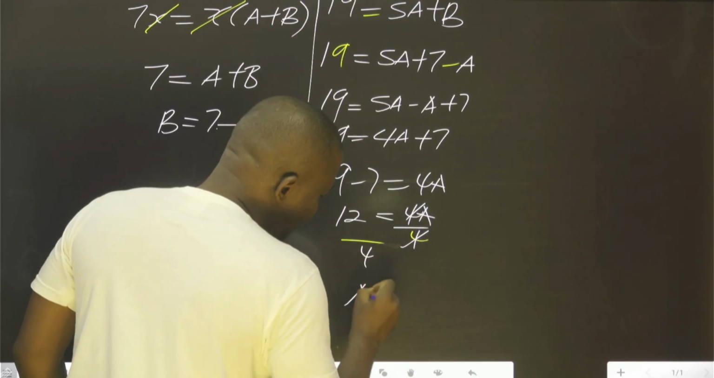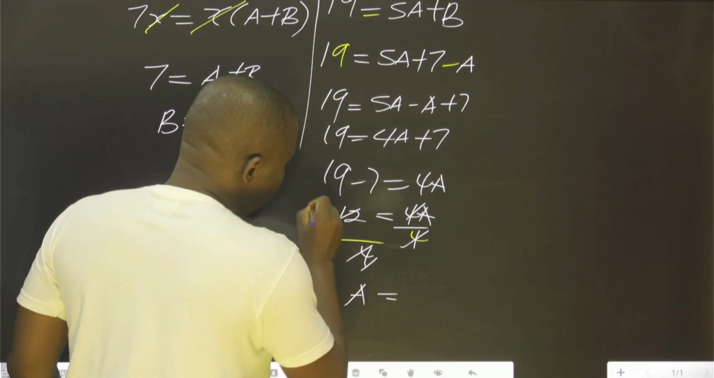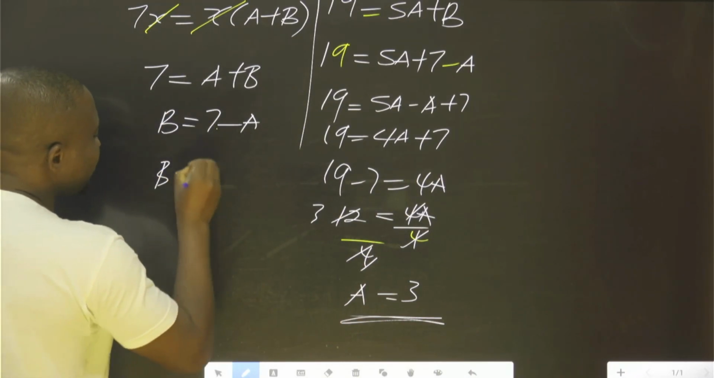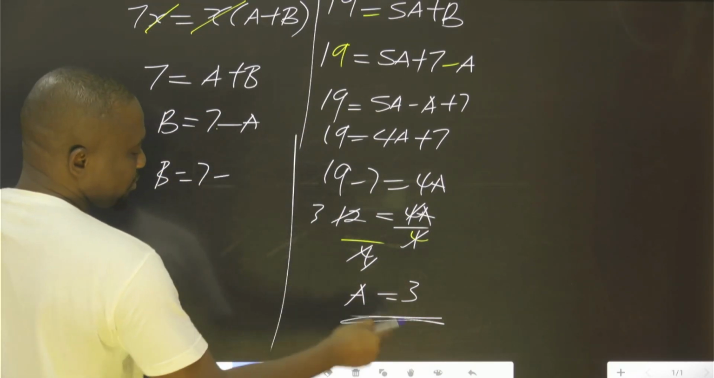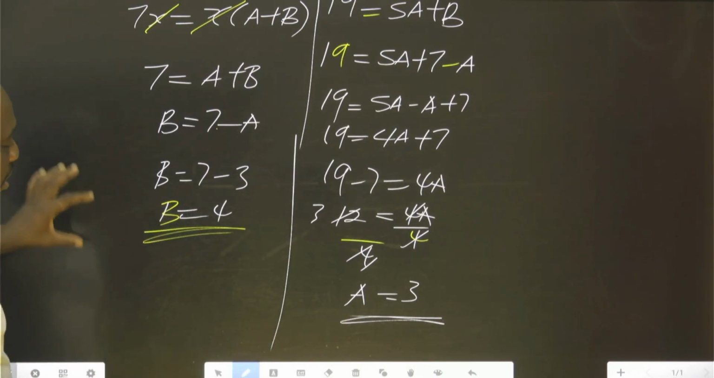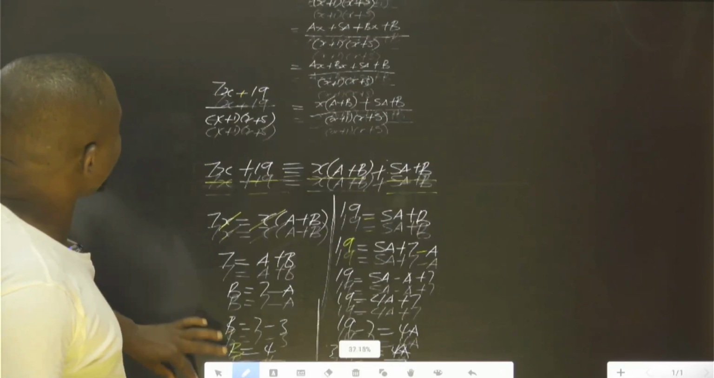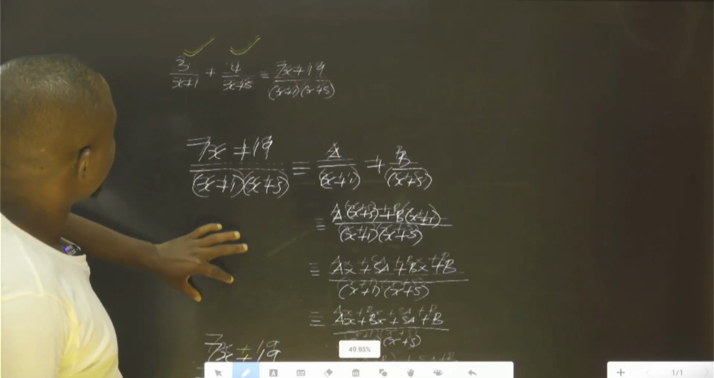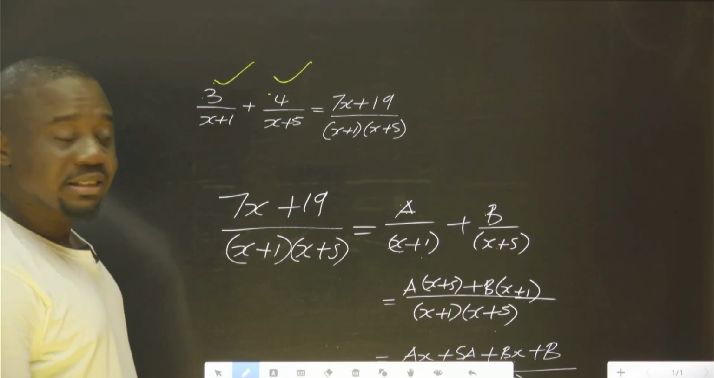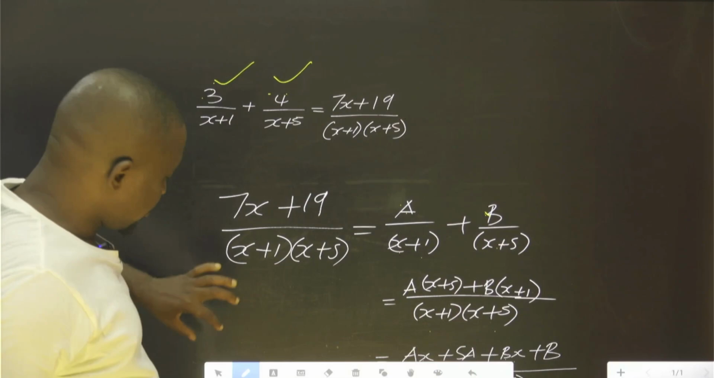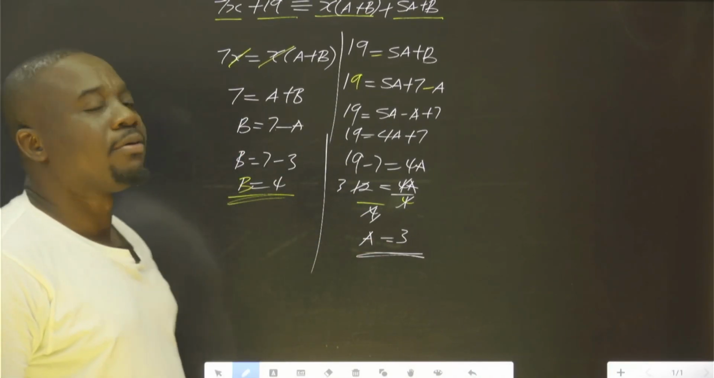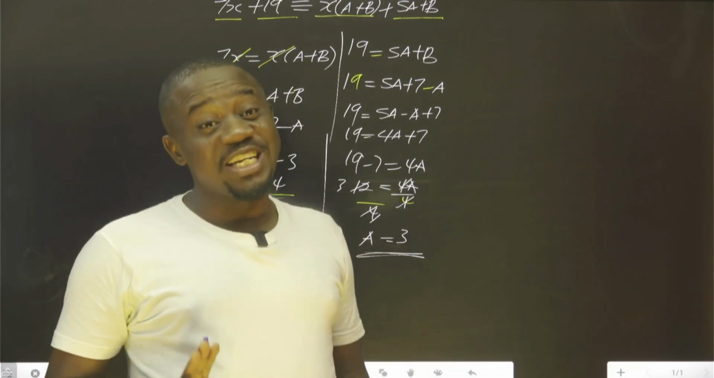You agree with me, therefore 8 is equal to 3. I come back here to find b. b is 7 minus this 3 equals 4. It means therefore our a is 3, b is 4. Come back to this list and see. This is our a, 3. Our b, 4. A is 3, b is 4. This is one way of solving it.